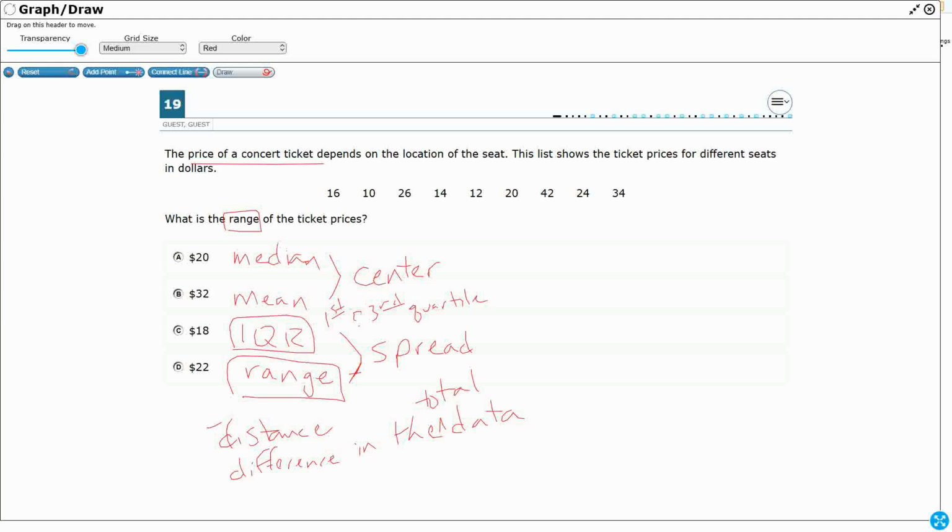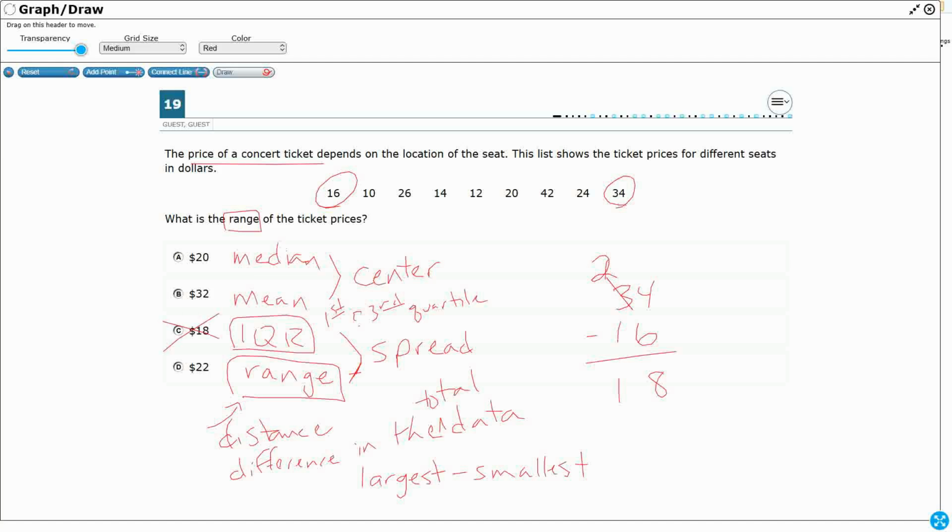But we're looking at range, so we're just looking at the distance or the difference in the total data, so we need the largest and smallest, right? And we're just going to find the difference between the two. Now, some of you might be thinking, well, that's pretty easy. Let's just subtract. So if we subtract 34 minus 16, we are going to get 18, and that is incorrect.